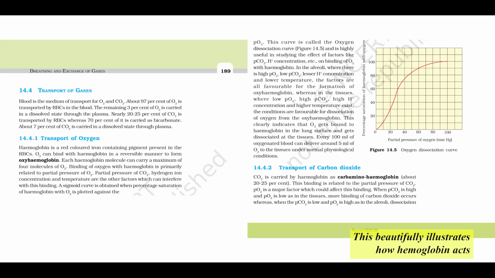This beautifully illustrates how hemoglobin acts like a smart delivery truck, loading up efficiently in the supply depot and unloading effectively at the destination tissues. Quantitatively, remember this value. Every 100 milliliters of oxygenated blood delivers about 5 milliliters of O2 to the tissues under normal physiological conditions, a key fact for NEET.